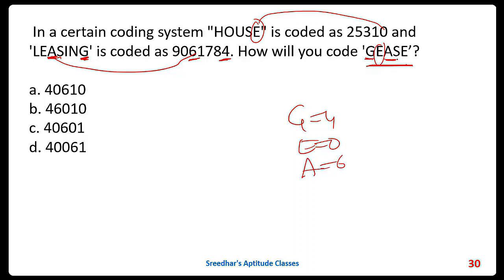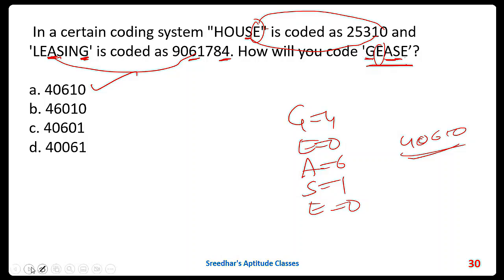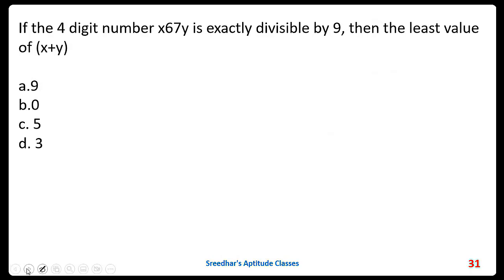Right? S in GEESE is in HOUSE, S, which is 1. E in HOUSE is 0. So the answer is 40610, first option. Quite a simple question. It is comparison coding. Yes. Next one.